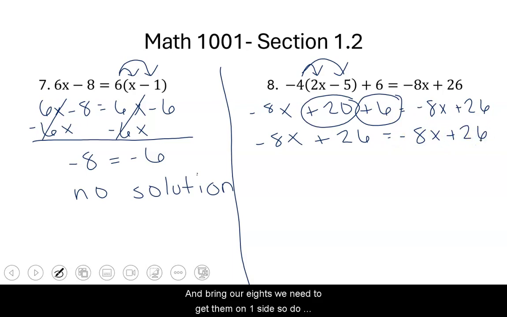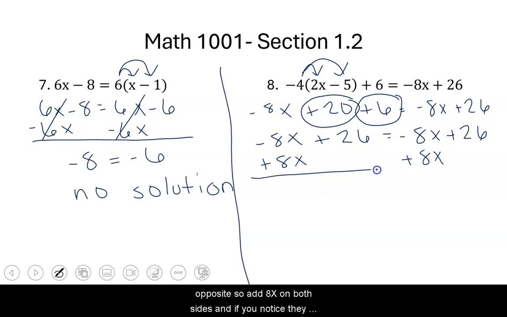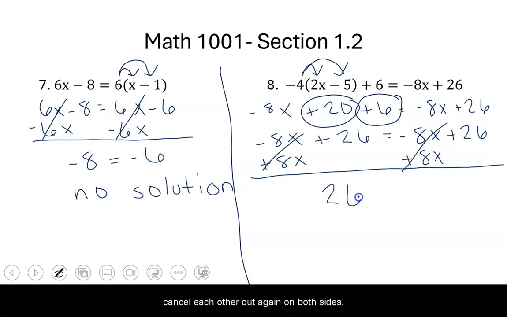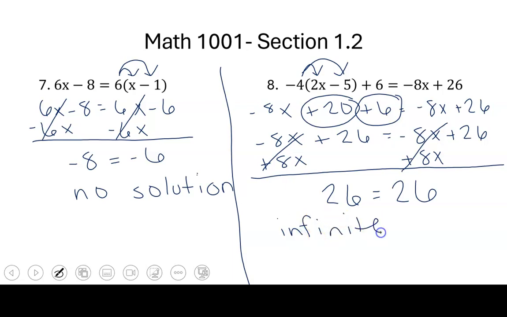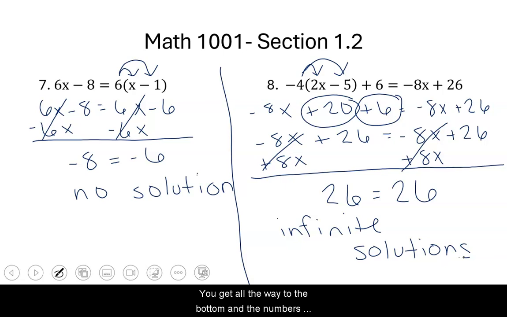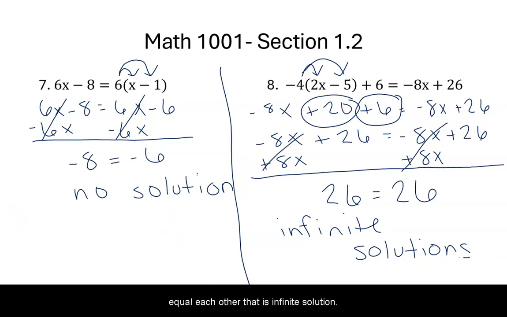And bring our 8s. We need to get them on one side, so do opposite. So add 8x on both sides. And if you notice, they cancel each other out again on both sides. And we bring down 26 equals 26. Well, yes, it does. 26 does equal 26. And that answer is infinite solutions. So when you get all the way to the bottom and the numbers equal each other, that is infinite solutions.